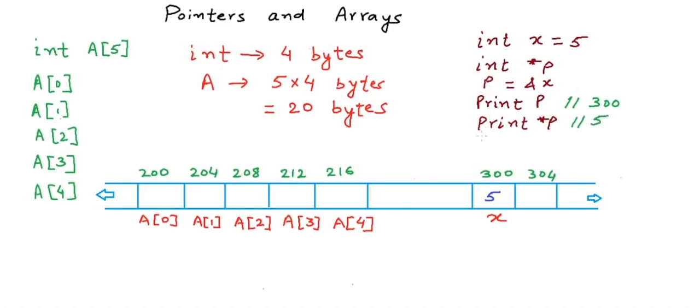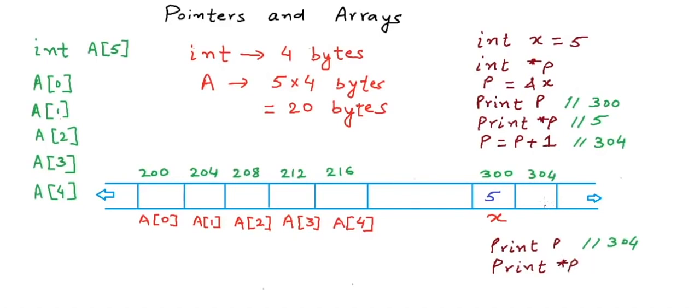This is fine, but we also know that we can increment or decrement a pointer variable by a constant. So we can do something like p equals p plus 1, and this will take us to the address of the next integer, and because an integer is 4 bytes, now p would be 304. If I want to print p now, the output should be 304, but if we try to dereference p now and print asterisk p, then we do not know the value at this address, so we cannot say what will be printed.